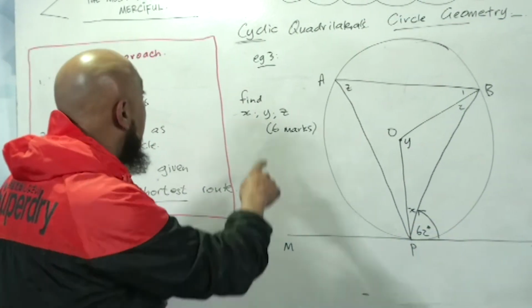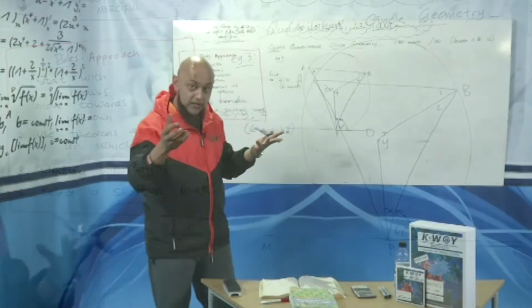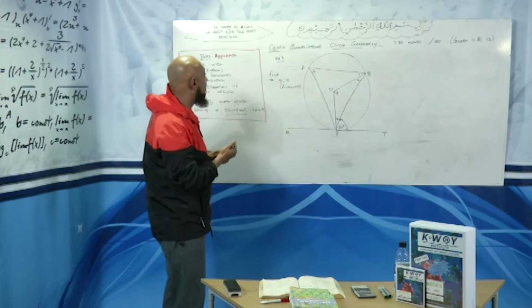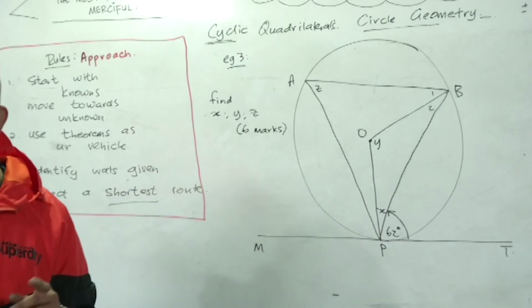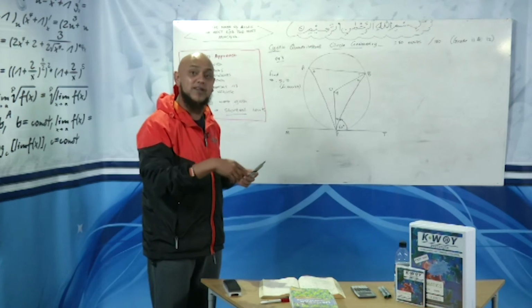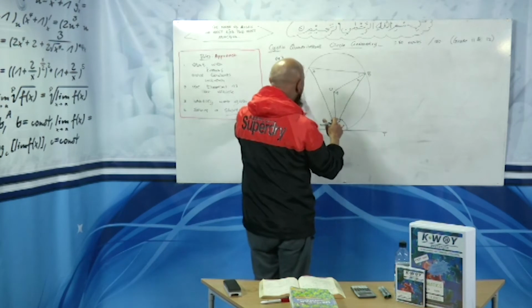Example number 3. We've done example number 1 and 2 in our previous episode. If you guys have just joined us, we're busy here with circle geometry, doing example number 3. This is our last segment for today's show, but it is not the final episode on circle geometry. We will be continuing with this in our next episode. Okay, so find x, y, z.